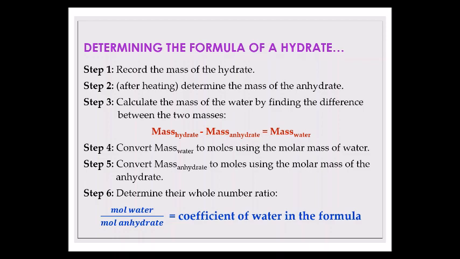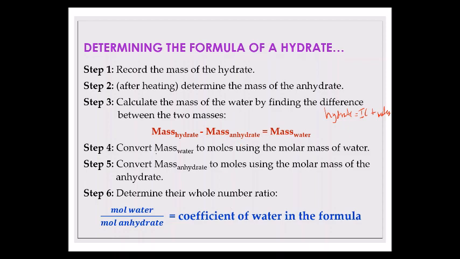So basically you're going to record the mass, find the mass of the anhydrate, and then you can calculate the mass of the water. You could also have the mass of the water and the mass of the hydrate and figure out the anhydrate. You can manipulate this equation, but the hydrate minus the anhydrate gives you the mass of the water. Because essentially, what is the hydrate? The hydrate is actually the ionic compound weight plus the water weight, and the ionic compound is the anhydrate.